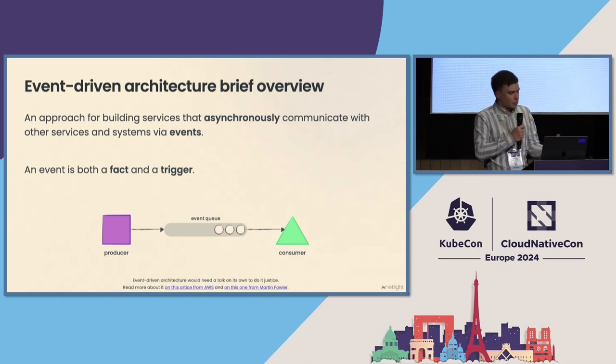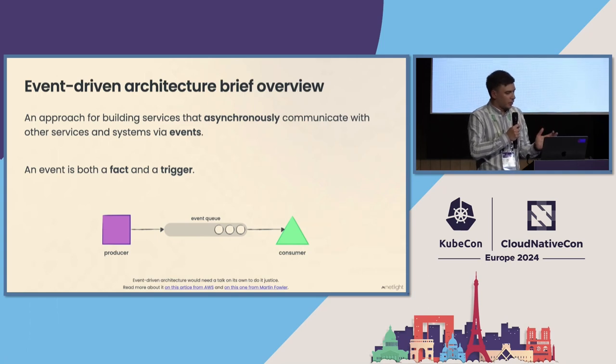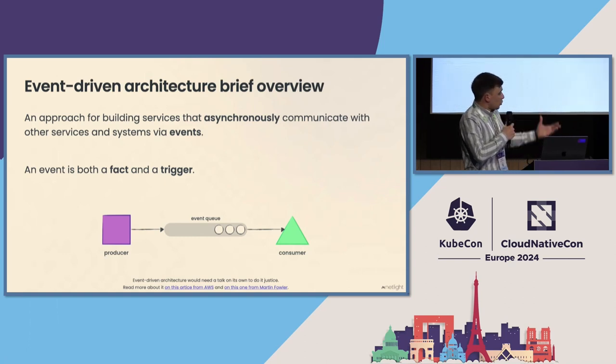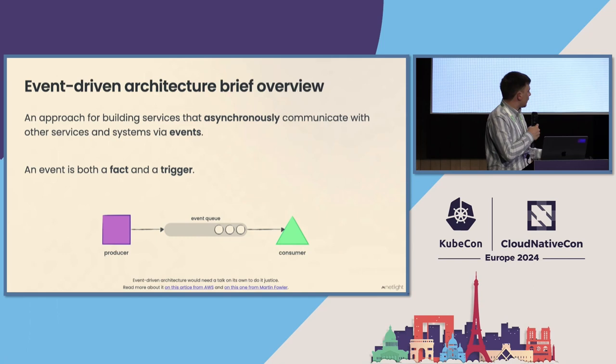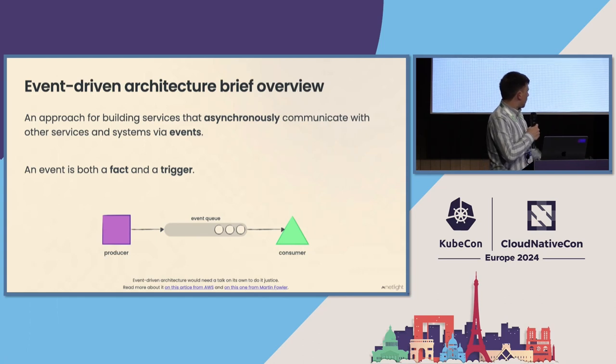And then you'd have producers which are publishing these events when something happens in that part of the domain, and they would put it in a queue where then consumers can consume it and trigger some logic on their own, or simply ignore it. It would need a talk of its own to do justice to this topic. So there is a nice article from AWS and from Martin Fowler that I've linked there. The URL is not visible, but the slides are in SCED, so you can look it up from there.